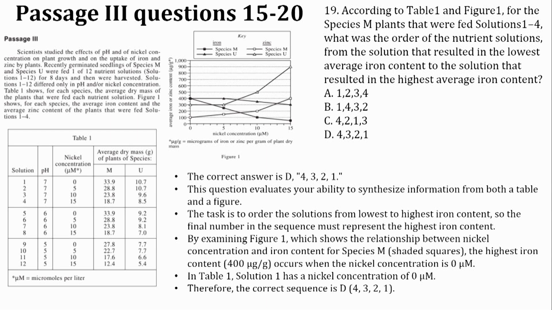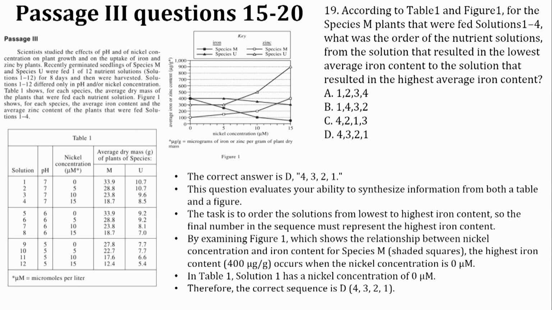This question evaluates your ability to synthesize information from both a table and a figure. The task is to order the solutions from lowest to highest iron content. So the final number in the sequence must represent the highest iron content. By examining Figure 1, which shows the relationship between nickel concentration and iron content for species M, which is the shaded squares, the highest iron content was 400 micrograms per gram, and that occurs at a nickel concentration of 0 micromoles. In Table 1, Solution 1 has a nickel concentration of 0 micromoles. Therefore, the correct answer sequence is D.